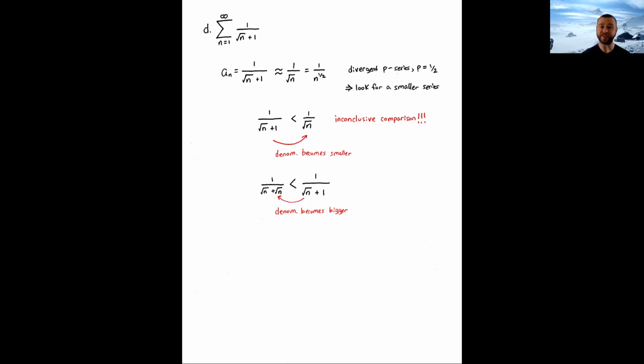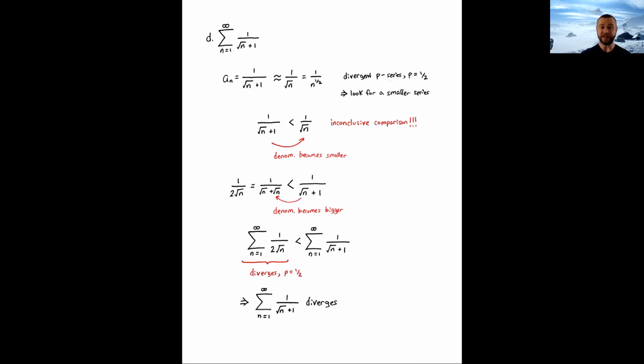Okay, and what that does is now gives us a term in the correct direction. We now get something smaller. Square root of n is bigger than 1. So what we get is an expression here where the denominator has become bigger. Now the benefit of doing this is that you can combine those two square roots of n together and write that as 2 square root of n in your denominator.